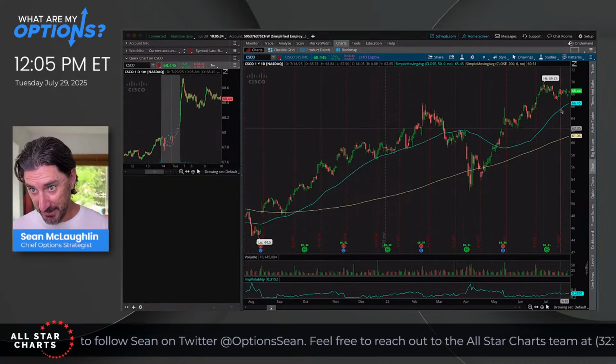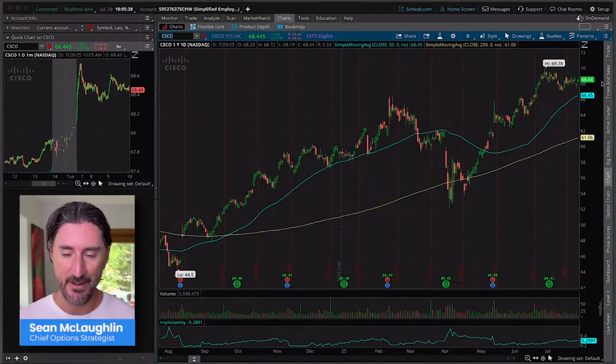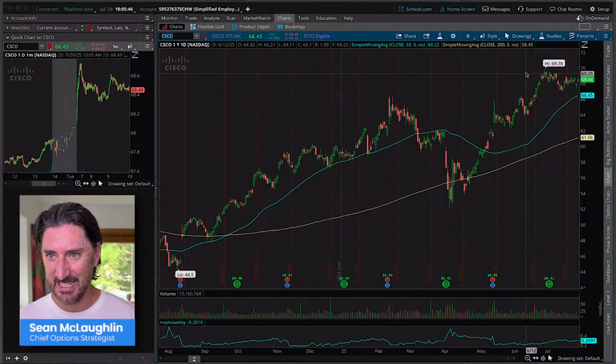But looking at this Cisco and seeing the way it's consolidating high right here, that's very bullish to me. I would be a buyer of this thing if it broke above. If I want to be more aggressive, if it broke above 69. Maybe if I wanted to be a little bit more conservative and wait for a little bit more confirmation, I'd wait for 70. But I love this chart setup.